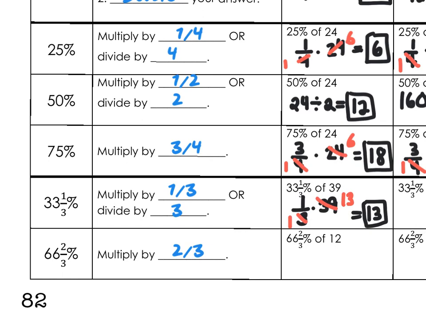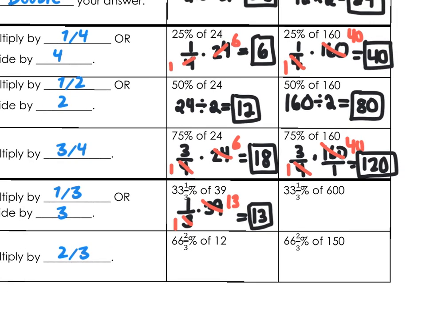Okay, for example 2, you're going to do the same thing. When you see 33 and 1/3, you're just going to take 1/3 of that number. So 1/3 of 600, okay, again, you can cross cancel here, 1, make this 200, is going to equal 200.